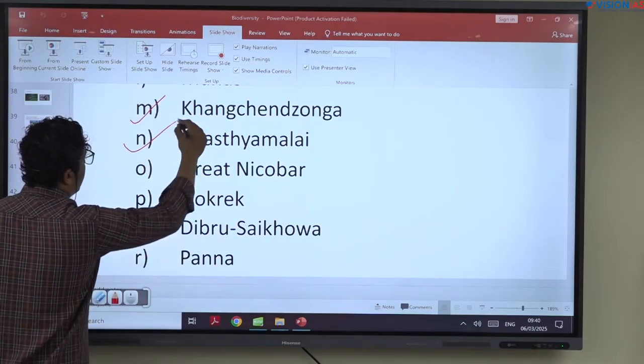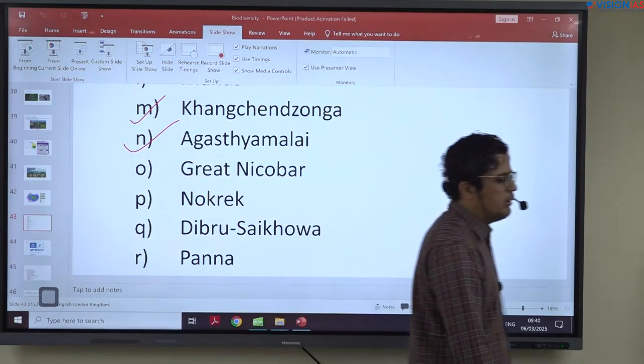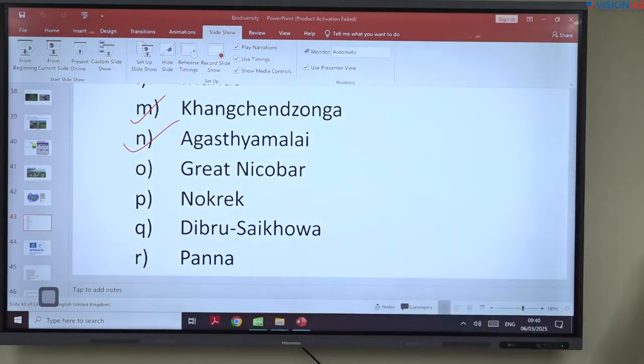Write down the next. Great Nicobar. Andaman and Nicobar Islands has a presence of 5 different types of forest, and is known for endemic species.